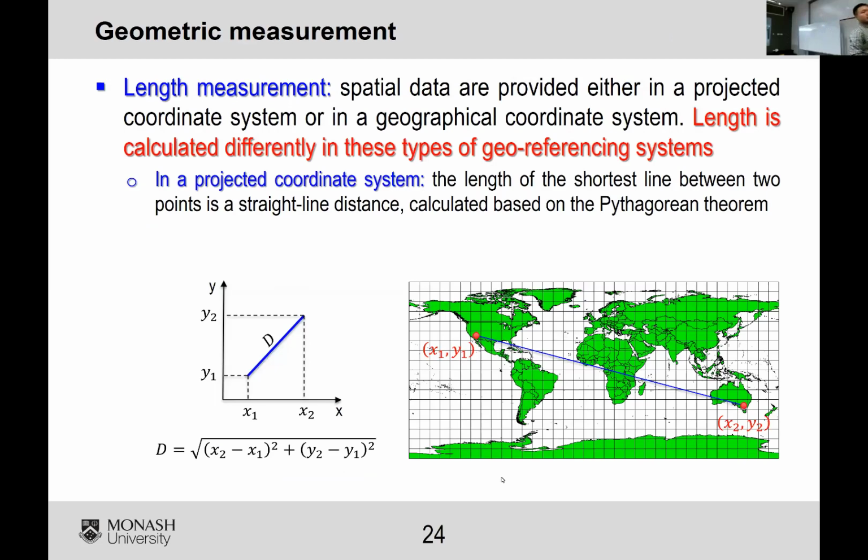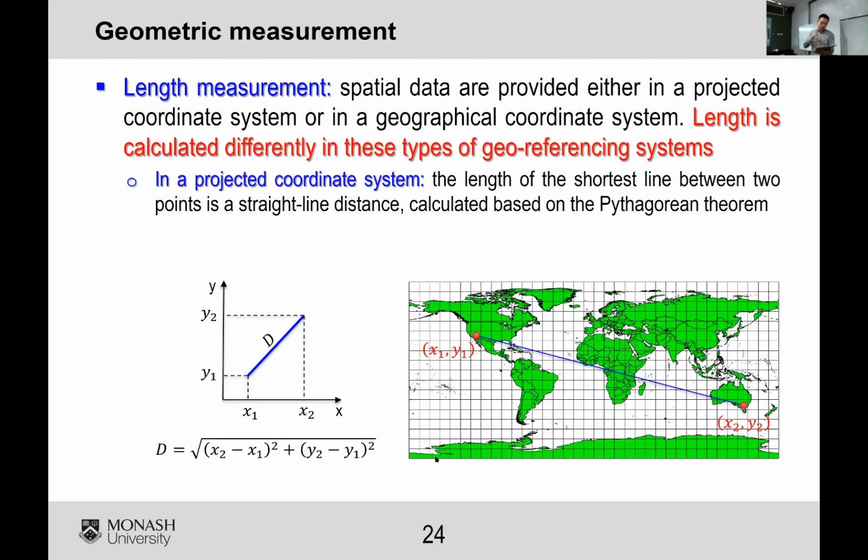These are very simple, but I want you to understand how the distance or area are calculated in different coordinate systems and on different data models, namely the raster and vector data. If we were working with a projected coordinate system, it's very straightforward: the distance between 2 points is the straight line, calculated based on the coordinates of these 2 points.